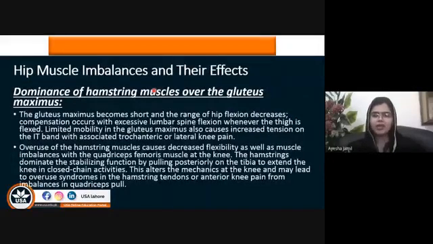Hamstrings are dominant over the gluteus maximus. First of all, when the gluteus maximus is shortened, it will decrease the range of hip flexion, and there will be compensatory lumbar or spinal flexion whenever the thigh is being flexed. Whenever the gluteus maximus is tight, resulting IT band tightness and TFL tightness are seen. It means that whenever a patient has a short or tight gluteus maximus, it will be associated with lateral-side knee pain in relation to the IT band and TFL.